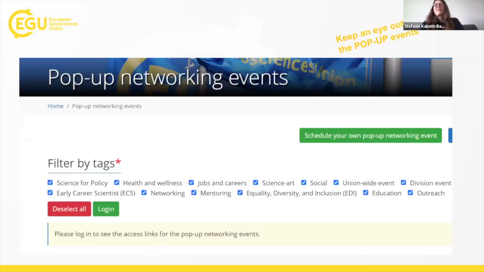Next one. Yes, and the last thing I really want you to keep an eye out for are the pop-up events. You can basically filter that in your calendar for the week. And this can pertain to a whole range of things, from outreach specifically to early career scientists events, but also to, let's say, social events or union-wide events. So you can put these pop-up networking events in your schedule to see that you're not missing anything you really want to do. And so keep really up to date, particularly with the things that pertain to early career scientists.